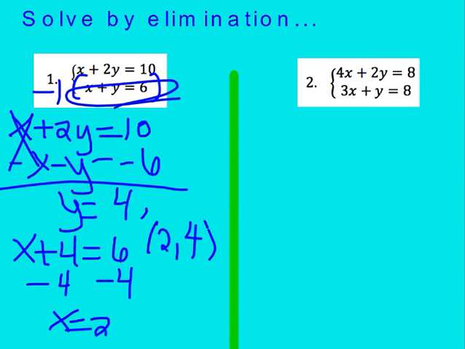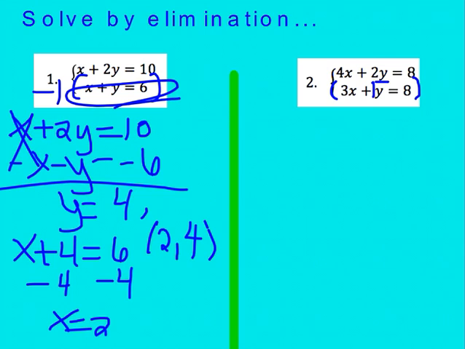All right, so taking a look at number 2, I don't have opposites, and I don't even have the same number. So I have to create the same number, and I have to create opposites. So what I'm going to do is I'm going to multiply this bottom one. So I notice this is a 1. 1 is the easiest number to multiply, okay?